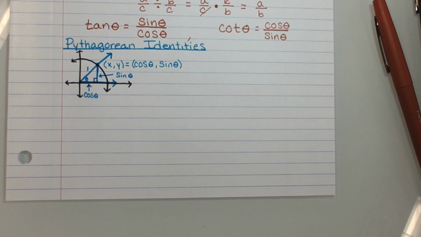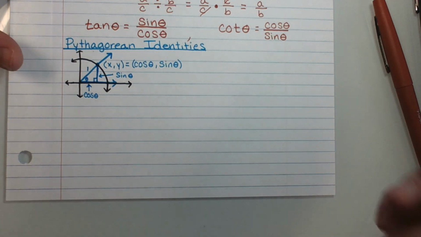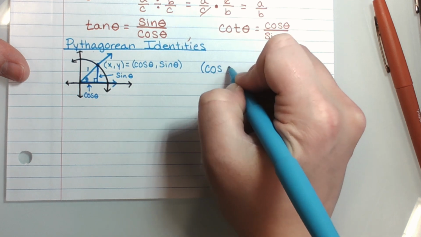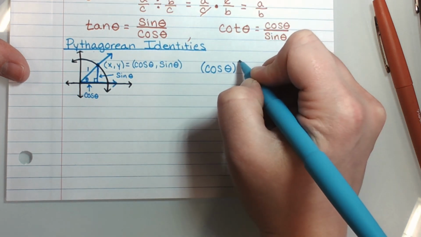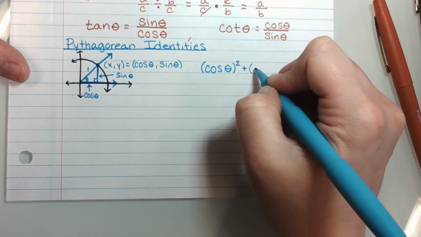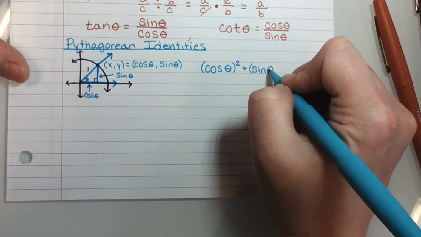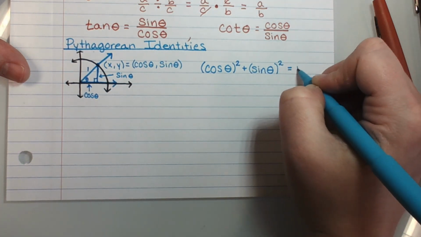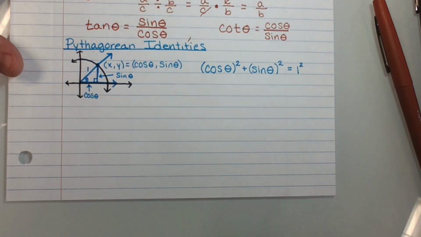A squared plus b squared equals c squared relates the side lengths of triangles. According to this, if one leg is cosine and the other leg is sine on a right triangle, then I should be able to do cosine squared plus sine squared equal to the radius squared, which is 1 squared.